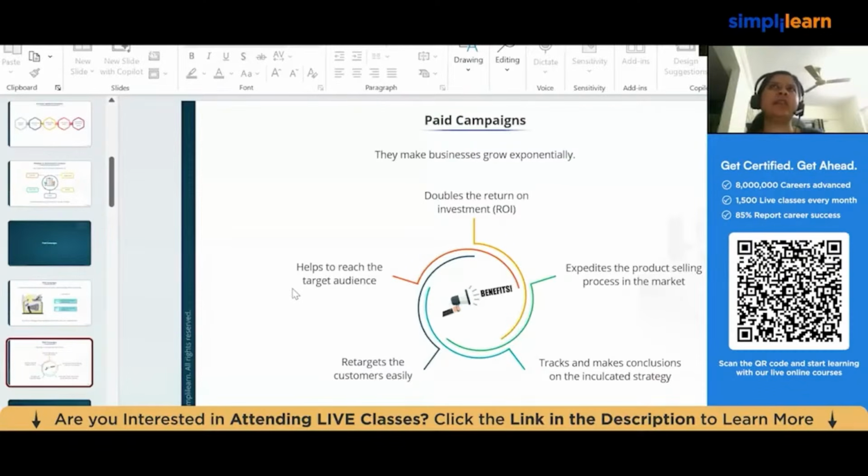Remarketing, I believe you would have experienced this. There are times when you're scrolling on Amazon, let's say, and you added some product to the cart, but you didn't end up buying it. Now wherever you go, let's say you're reading an article, you will see the same products that you added to the cart. Or let's say you're scrolling on Instagram, it will show you the same product that you just added to the cart but didn't purchase.